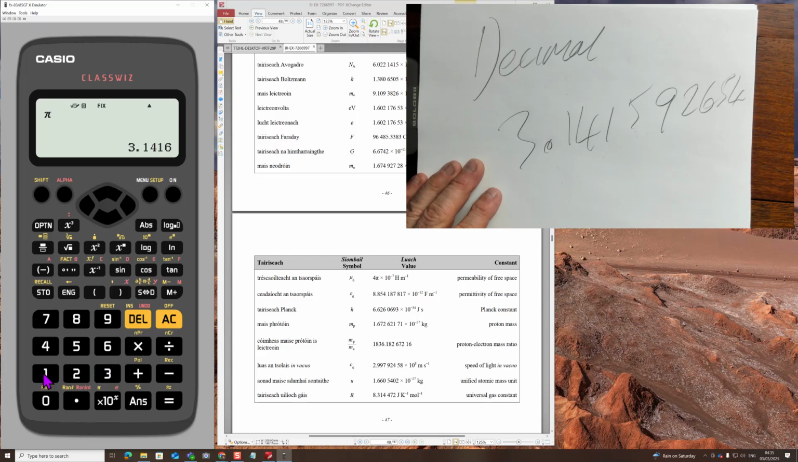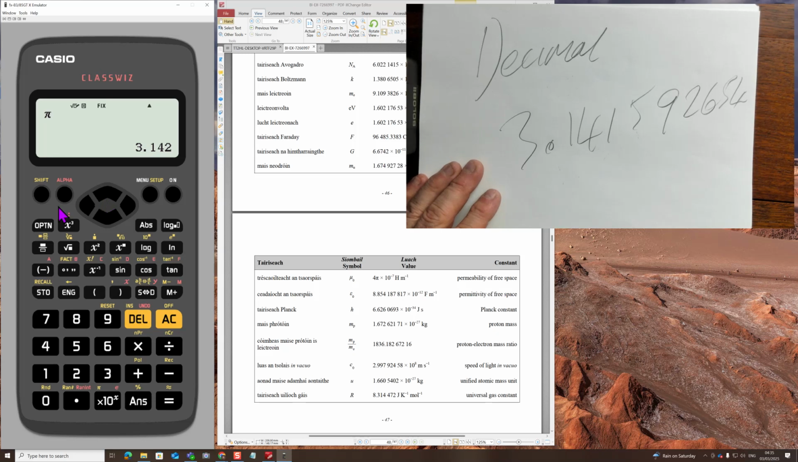Oh, shift, setup, number, fix. Oh, and I have to just select it, right? So if I press 3, that's fine. And now if I do ST, it's gone to 3 decimal places.